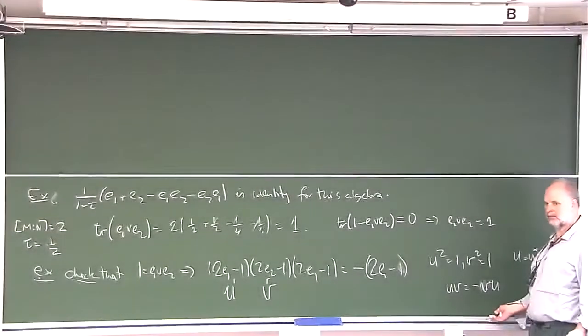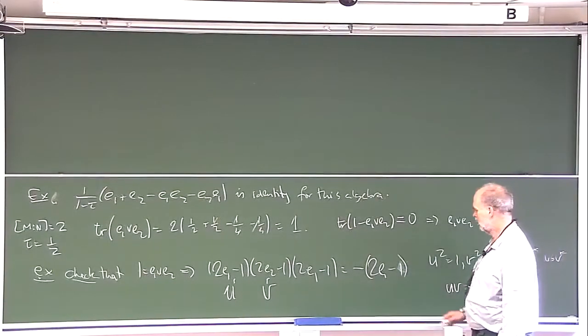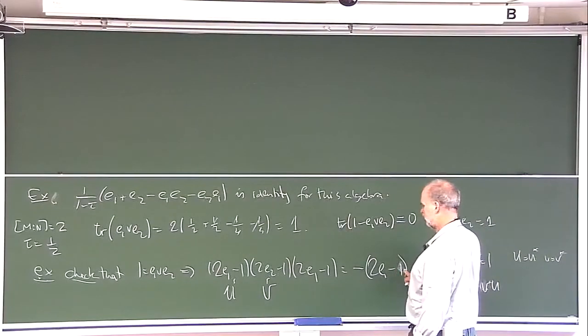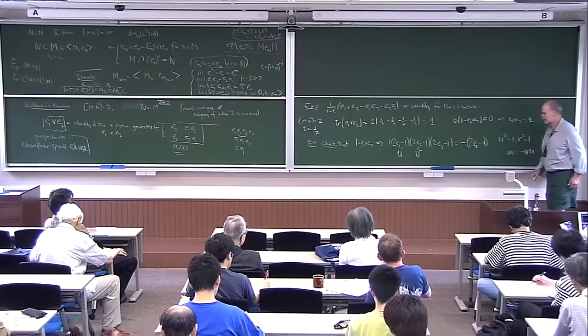Nothing but an exercise. Can you say a 2 there instead of 1? Is it a 2 instead of a 1 in the last, 2E1 minus 1? So it would be 2E2. It should be 2. Thank you.